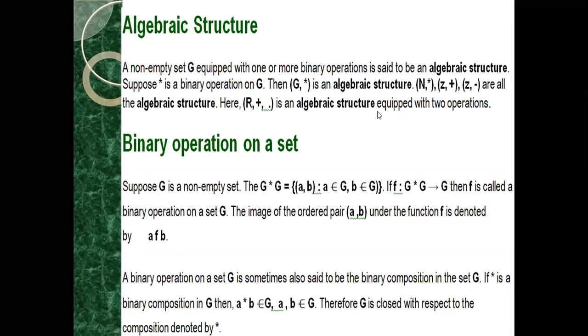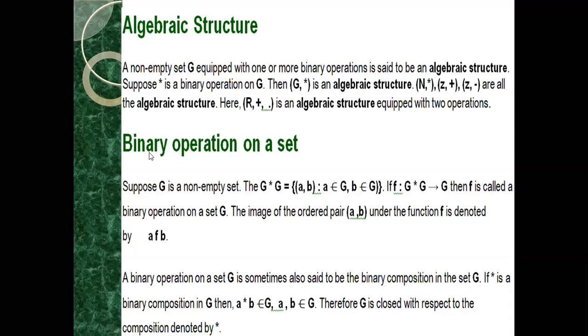So first of all, what is a unary operation and what is a binary operation? A mapping defined from A to A, where A is any non-empty set, or suppose F maps G to G, where G is any non-empty set, is called a unary operation. So a mapping F defined from G to G is called a unary operation, and a mapping F that maps A cross A to A is called a binary operation.